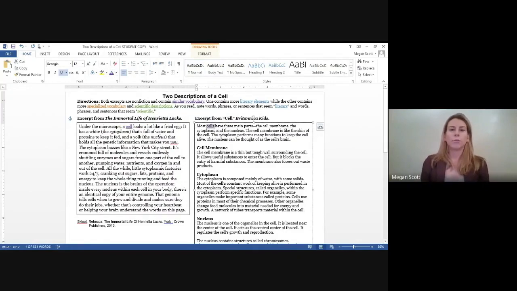So go ahead and for a last time, I promise, hit pause and note across text similar vocabulary, any literary elements, those aren't going to be the same across text, but just double check and make sure you've gotten them from both. Specialized vocabulary, if you can find that in each, and scientific descriptions, again, if you can find those in each.